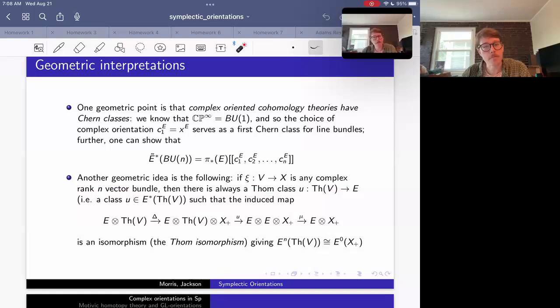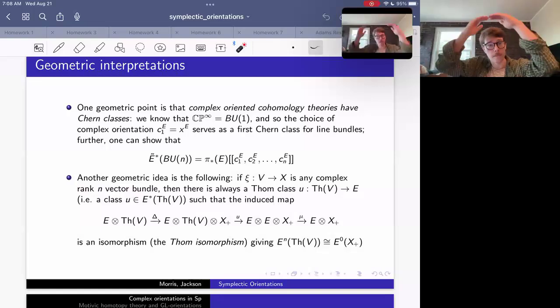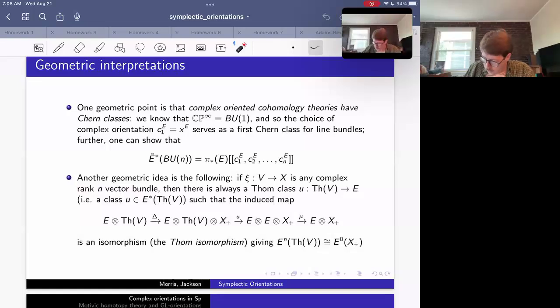This is a map from the Thom space of my bundle. The Thom space of the bundle being: take the disk bundle inside of here, put a metric on each fiber, then the sphere bundle inside of there, and then we just quotient. Or you could try to think of one-point compactifying all of the fibers. But the idea is that this Thom class gives this isomorphism that I've written down here.